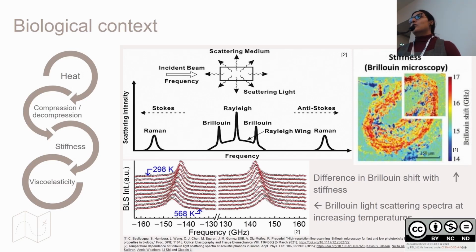What is the biological context behind this entire project? We already know that I have a difference in Brillouin shift with the stiffness, but I also have a difference in Brillouin shift with temperature. So it's really important that when we do the entire imaging, or when I do the entire testing, the ambient temperature should remain the same.